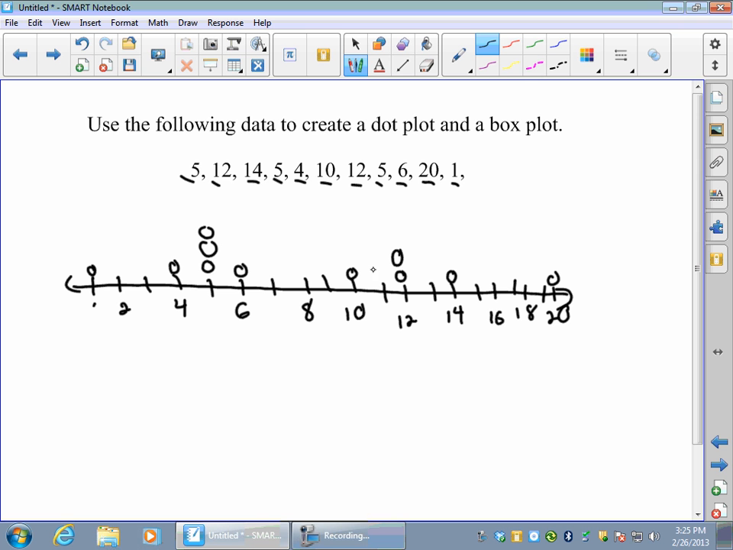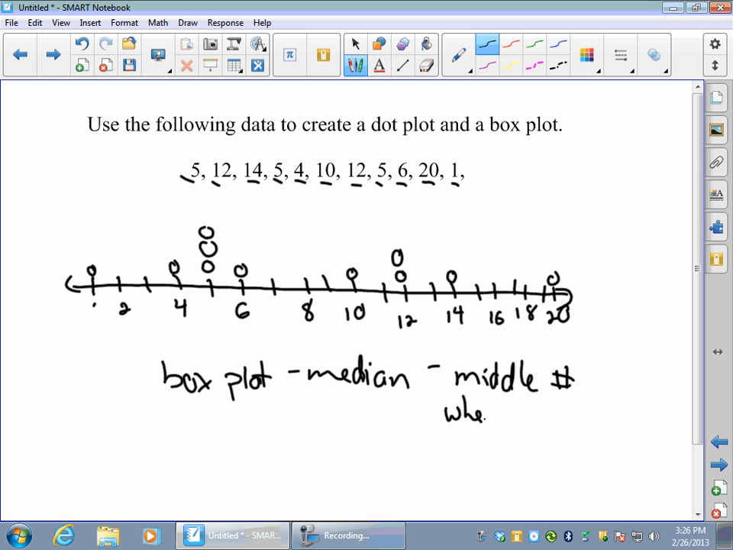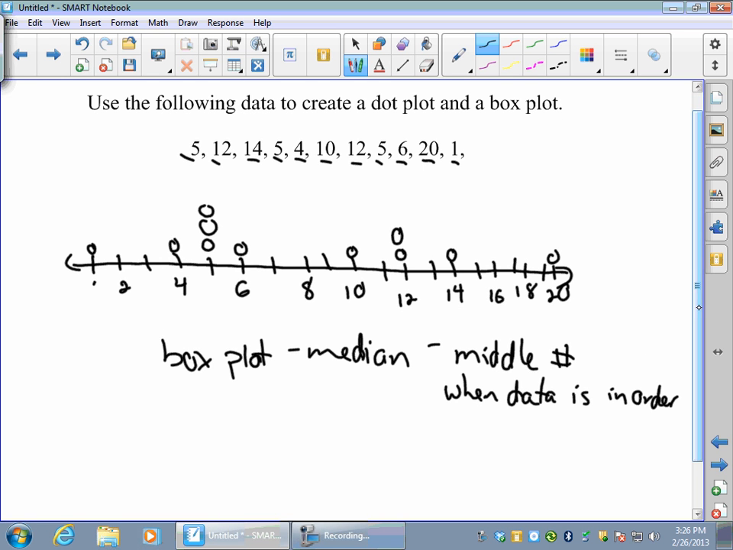Now, to do a box plot, you have to remember how to find median. Median is the middle number when the data is in order. It has to be in order. So if I'm going to make a box plot, I'm actually going to find a median 3 times.